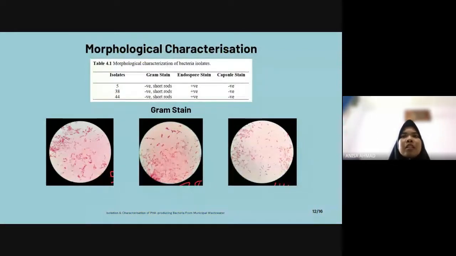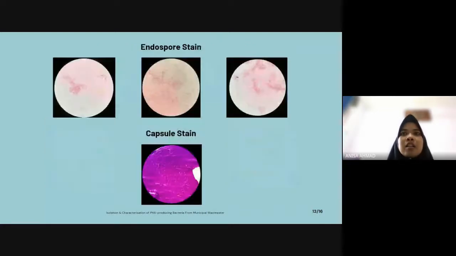For the morphological characterization, all 3 of the positive bacterial isolates were gram-negative bacteria. The isolates show short rod shapes and some rod-shaped chains. For the endospore stain, all the bacterial isolates were positive, producing endospores which can be observed inside and outside of the cell. For the capsule stain, all the bacterial isolates were found negative for capsule.